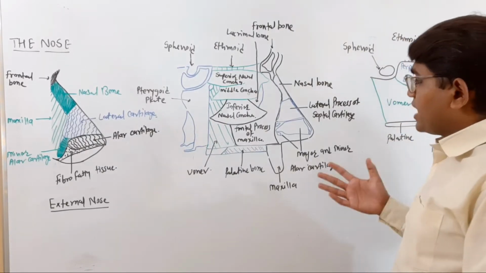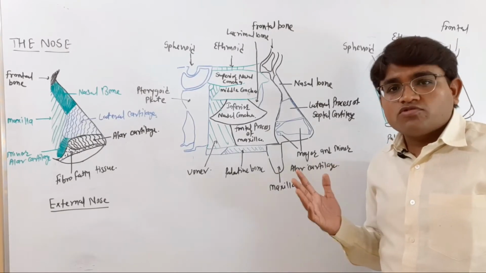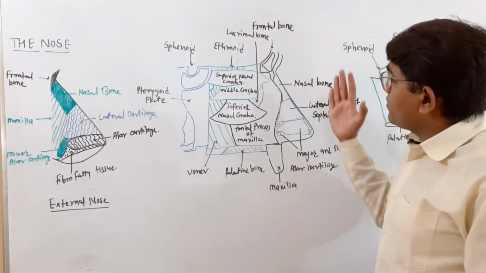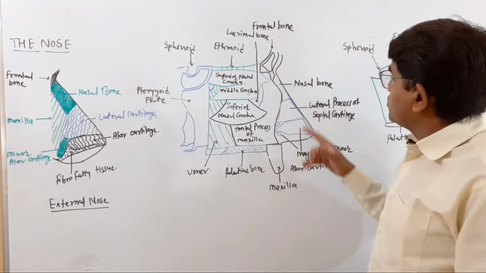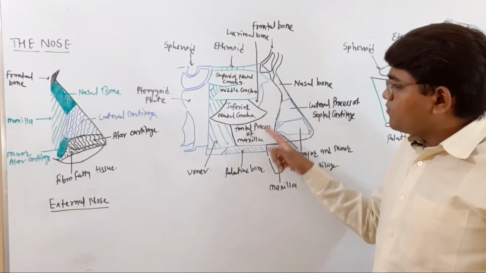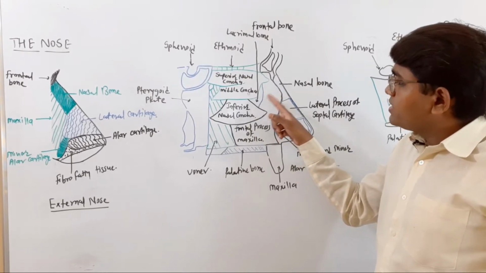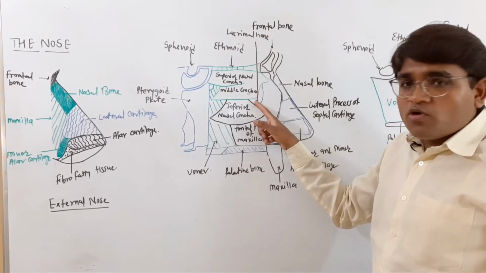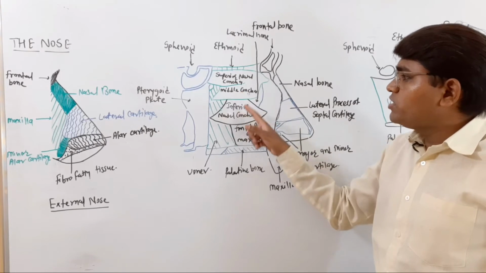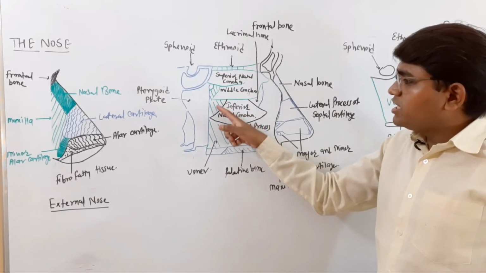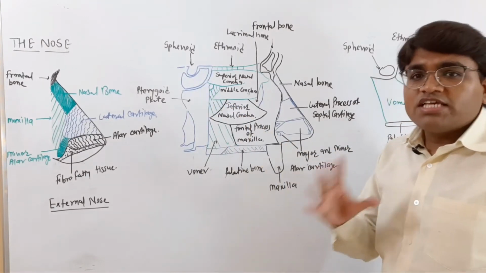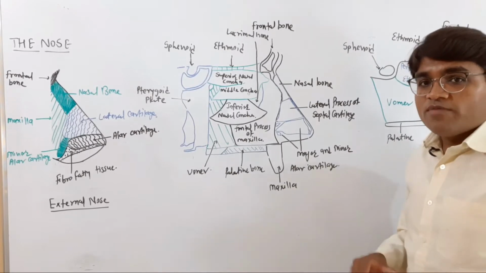Then the lateral wall, which is also formed partly by bones and partly by cartilage. From anterior to posterior, we see the nasal bone, then the frontal process of the maxilla bone, then the lacrimal bone, then the ethmoid bone, whose superior concha and middle concha are parts of it. Then the inferior nasal concha, then the vomer bone, and then the sphenoid and the pterygoid plate. These bones participate in the formation of the lateral wall.